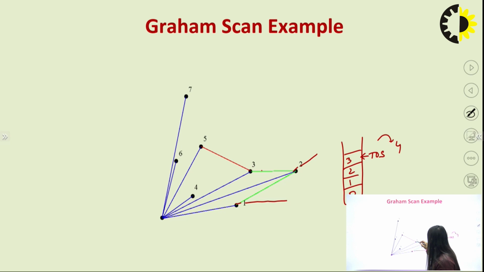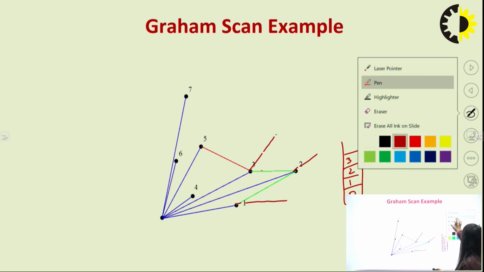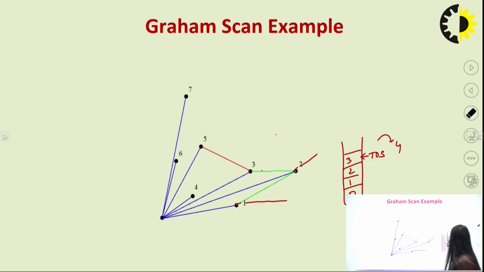See, if you check this point, this part is your right and this part is your left. Again there is a problem. This part is right and this part is left, meaning this point lies on the right side, so we have to pop 3 from there. Because of this we have to pop 3.